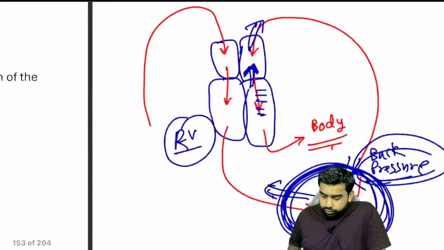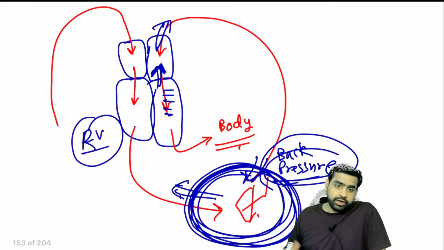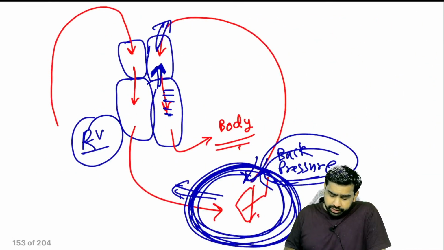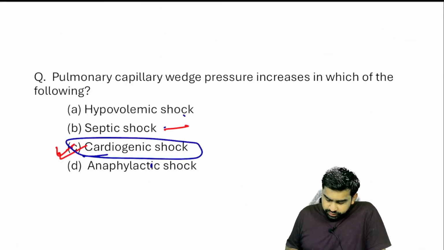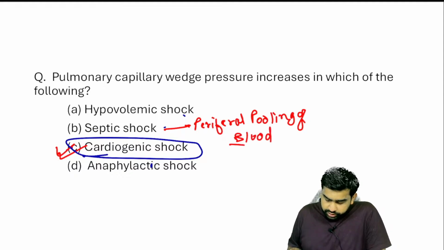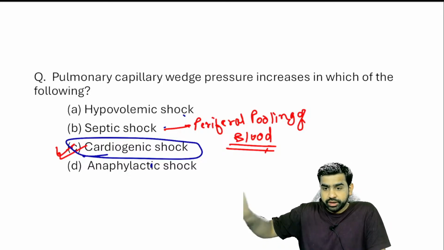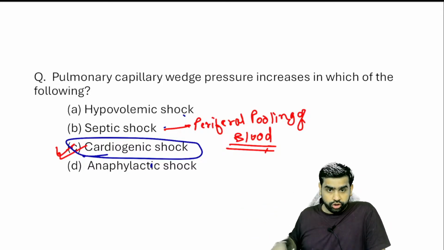In hypovolemic shock, overall the blood in the body is going to go down, so there's no increase in the pulmonary capillary wedge pressure. In septic shock, there's going to be peripheral pooling of the blood. So the blood will be more in the peripheral circulation, and there's not going to be an increase in the blood in the central circulation. Do you understand my point?